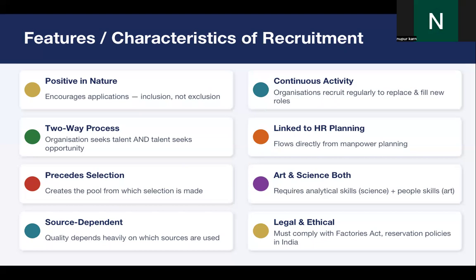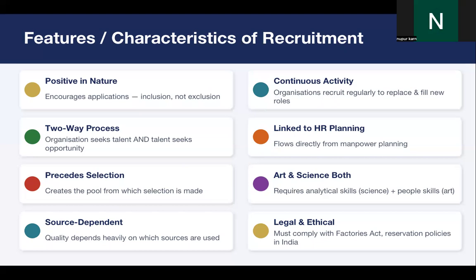Now the art and science both, because recruitment requires both analytical skills and people skills. You have to calculate how many people are required, and what is the sales target, what is the company's target. According to that, you are going to recruit. So this also requires analytical skills and people skills, like preparation of job specification, job description. So this is also an art.